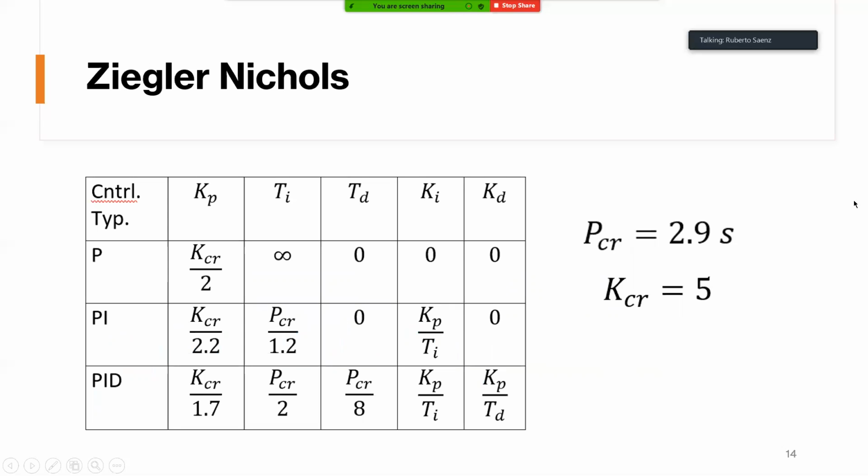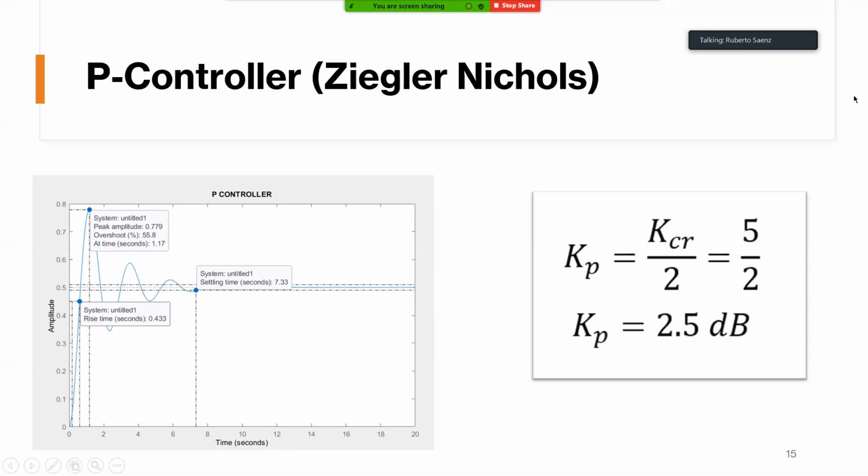Using our critical period and our critical gain, we can then use Ziegler-Nichols method to design a controller for the system to help it behave the way that we want it to. So here we have the general format. This is how you find for each of the different controllers. This is the general format that we will go in depth on as we design the controllers. So for a P controller using Ziegler-Nichols method, we only need to find the proportional gain. This is going to be our critical gain over 2, which gives us a proportional gain of 2.5 decibels.